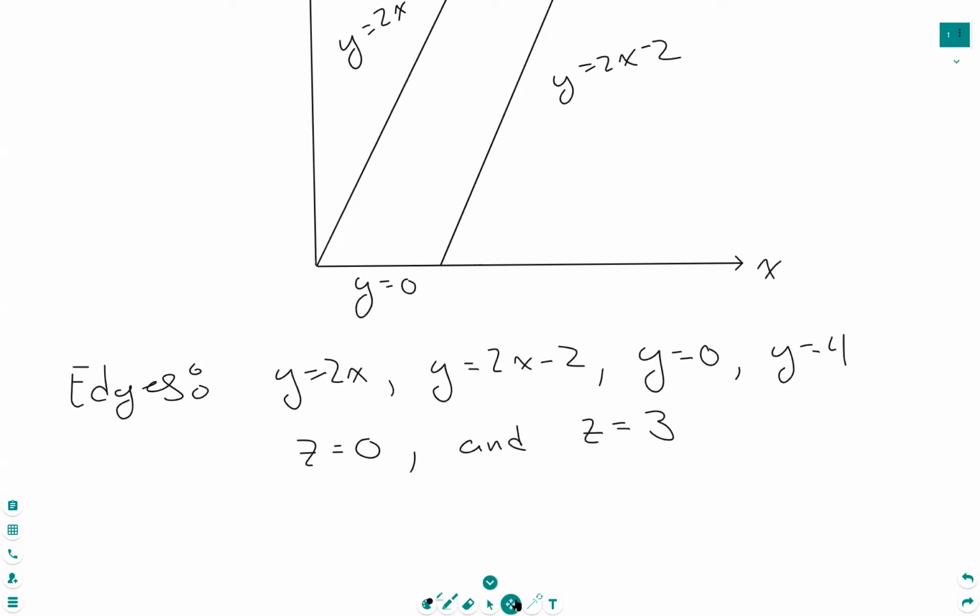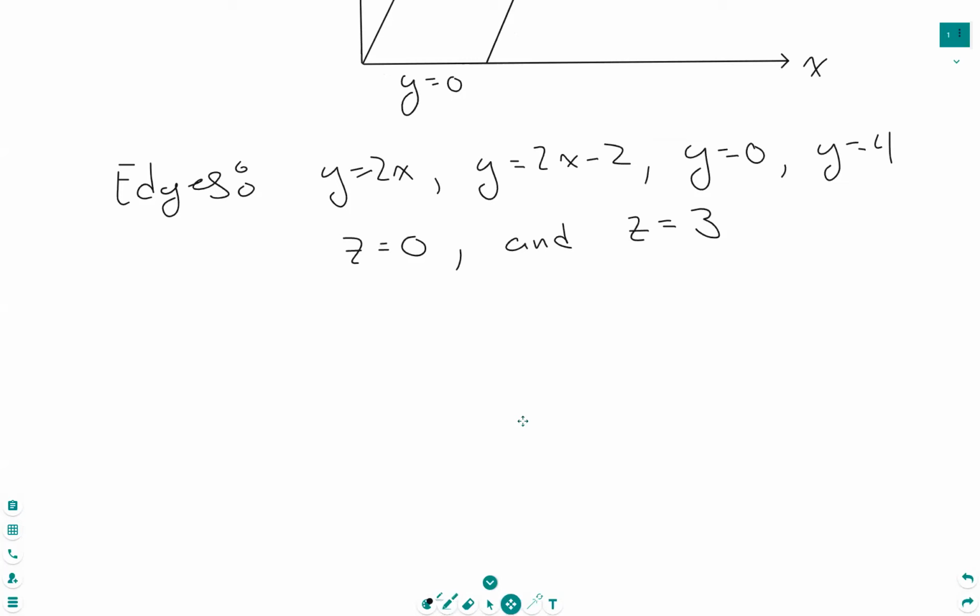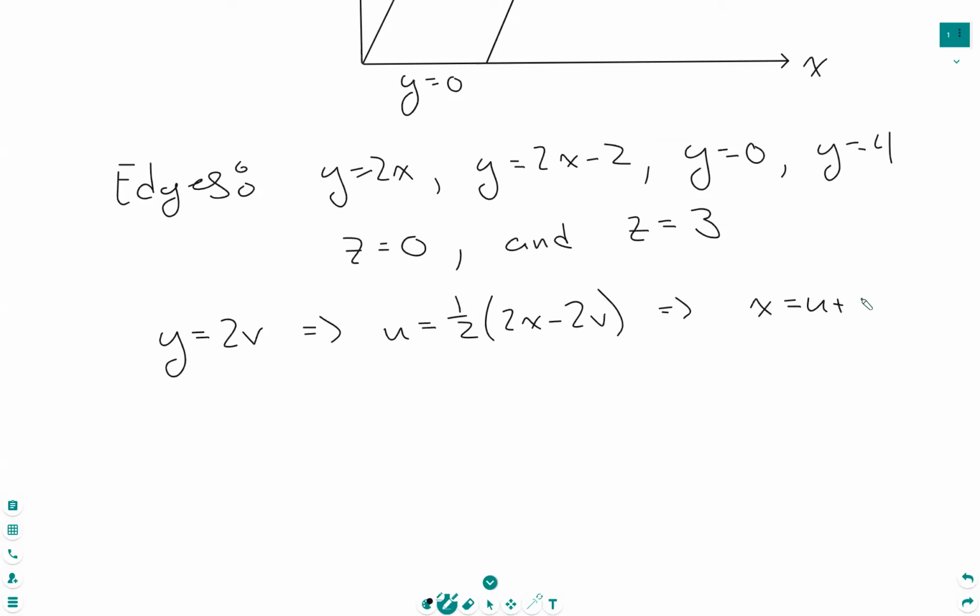So we need to solve for y, x, and z as functions of u and v. Well, we've done pretty much just that for y and z before. So we can say that y is equal to 2v from that one equation. And then we can plug that in and say that u is equal to 1/2 x minus 2v, which meant that we got that x was equal to u plus v. And then from that last equation, we can get that z is equal to 3w.